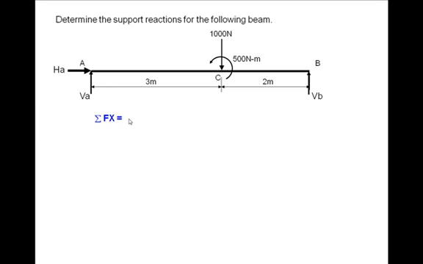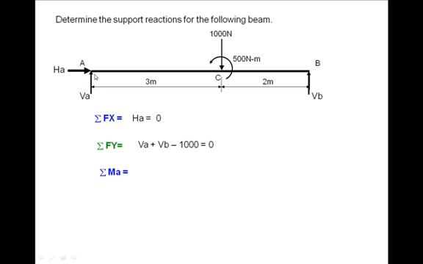First equation, sigma Fx should be equal to 0. So I sum up all the forces in the horizontal direction. The only force is HA, and that is equal to 0. Sigma Fy: I add up all the forces in the vertical direction, that is VA, VB and 1000. 1000 is downward, so negative, and that should be equal to 0. For the last equilibrium equation, you can take moment about any point and equate it to 0. We have chosen point A, and we have taken moment of all these forces about A.